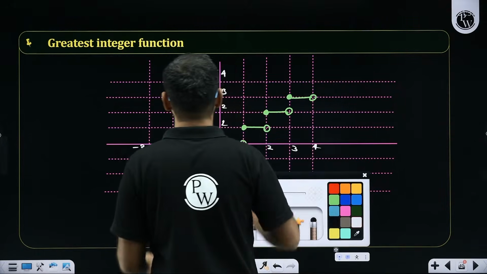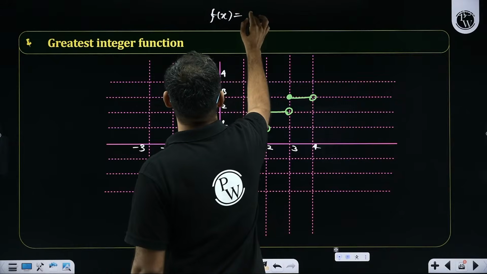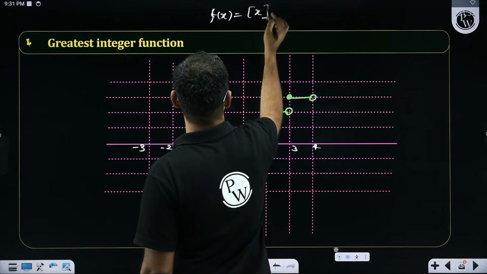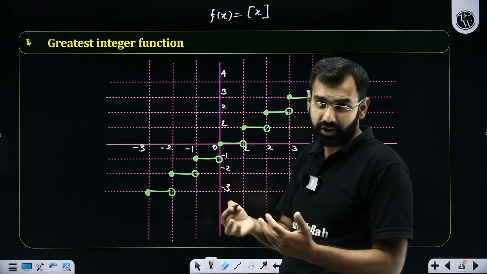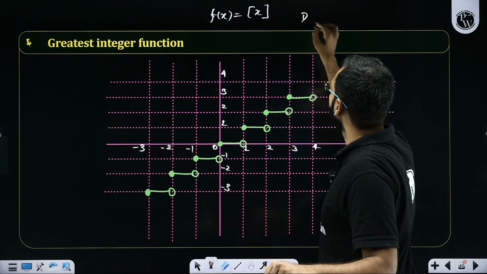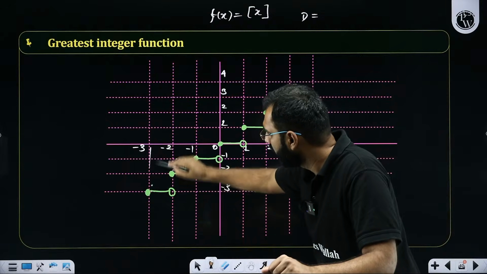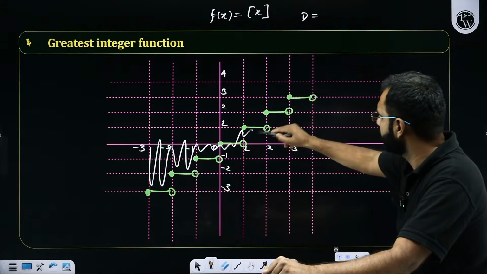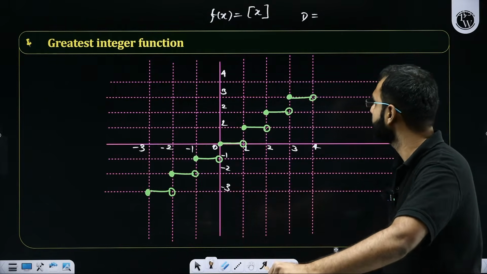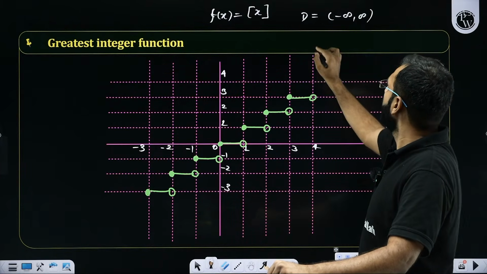But here in GIF, what if I ask you, how do you define it? So f(x) is given by GIF of x. This is the sign which is reserved for it, but it should be mentioned in the question specifically. What if I ask you the domain here? Can you help me with the domain? Domain is going to be what? Sir, I think I can try all the numbers on the x-axis. Yes or no? I could try all the numbers on the x-axis, which means domain will be all the real numbers. But what about the range?